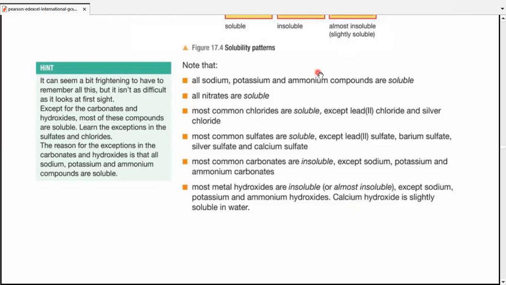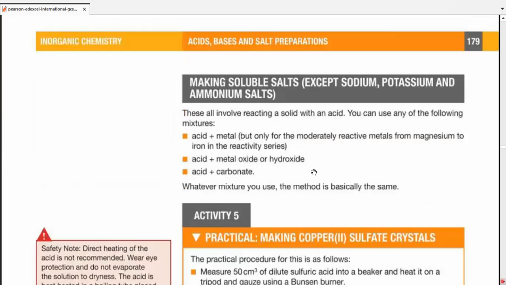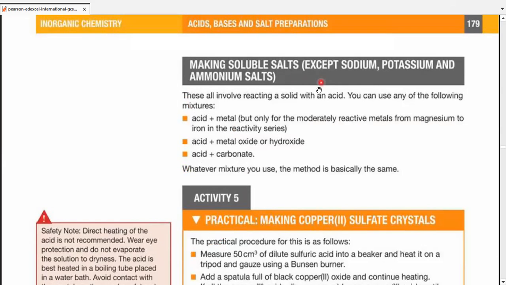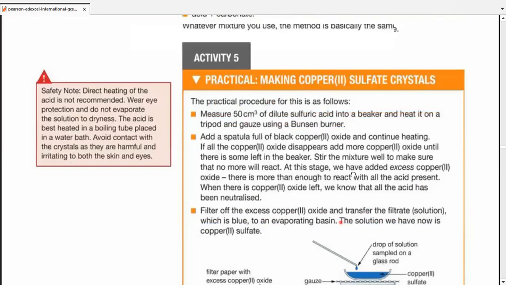Moving on. So making soluble salts, except sodium, potassium, and ammonium salts, they all involve reacting a solid with an acid. For example, we can take acid with metal, but only for the moderately reactive metals. Remember, we have taken out sodium, potassium, and ammonium because we cannot react them with acid; the reaction would be too violent for us to handle in the lab. Or metal oxides or hydroxides with acids, or the carbonates with the acid. Whatever mixture you use, the method is basically the same. Let's go through the method.